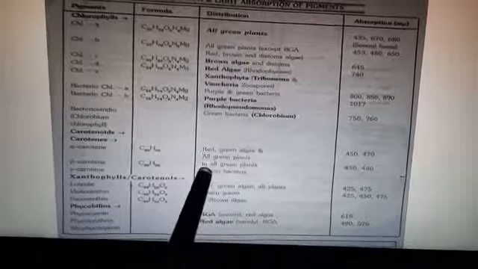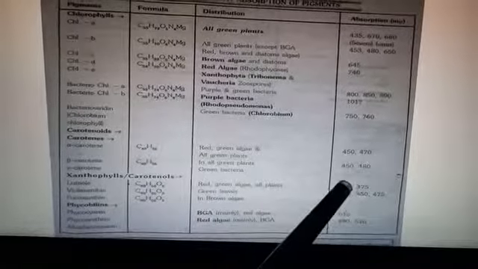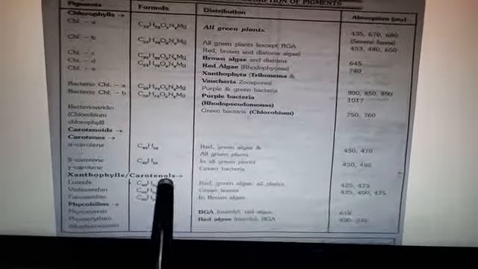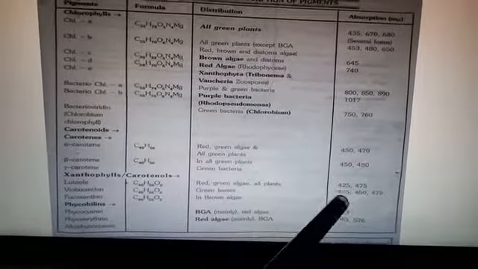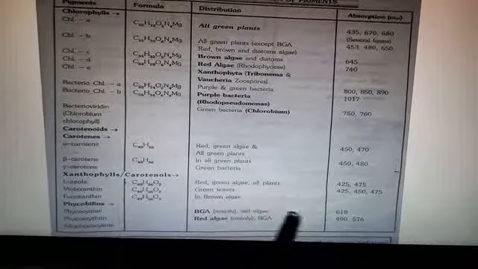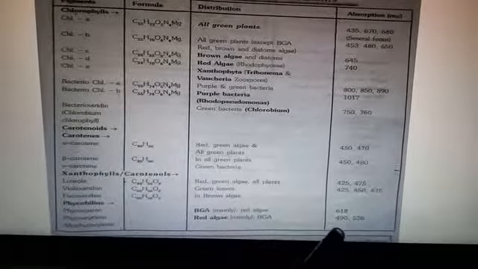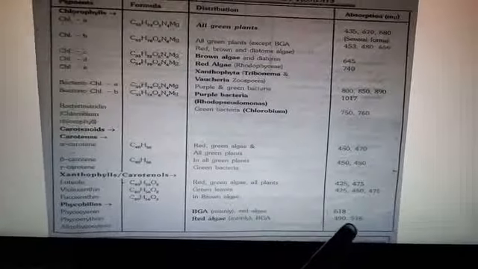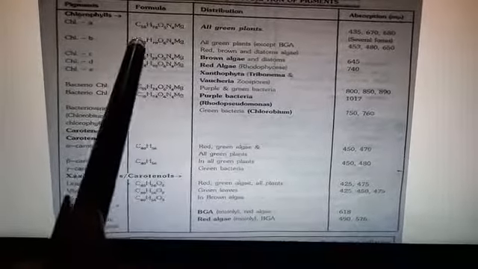The absorption maxima of carotenoids, that is carotene, is 450, 470. About xanthophylls, the absorption maxima is 425, 450, and 475. The absorption maxima of bacteriochlorophyll A is 618, and of red algae is 490 and 576. This is all about the pigments' structure, their formula, distribution, and absorption maxima.